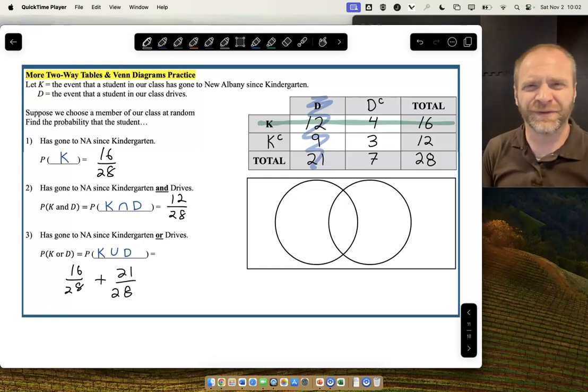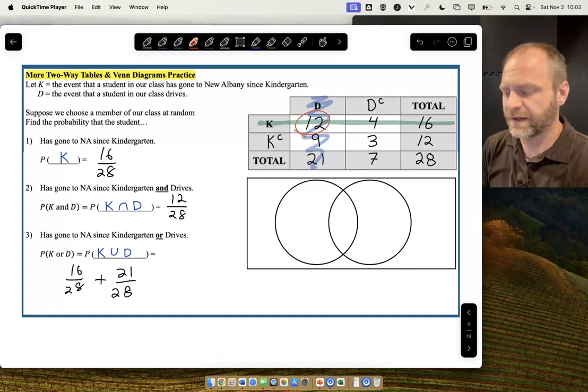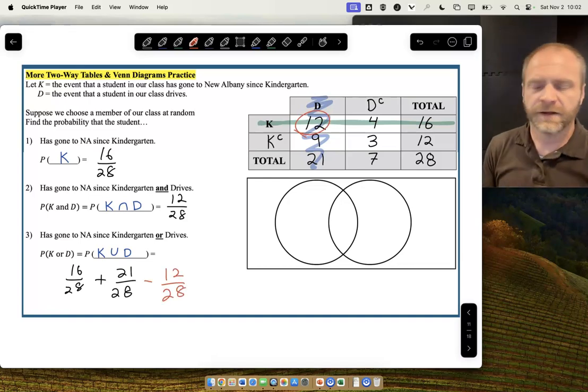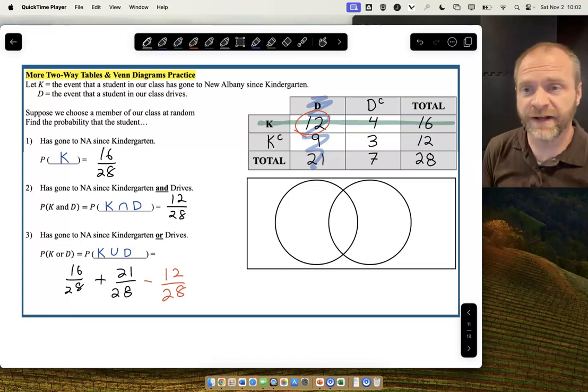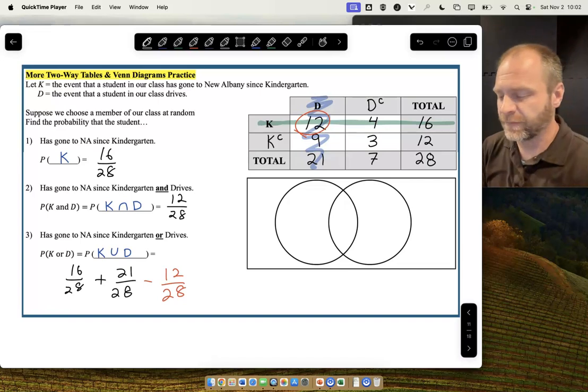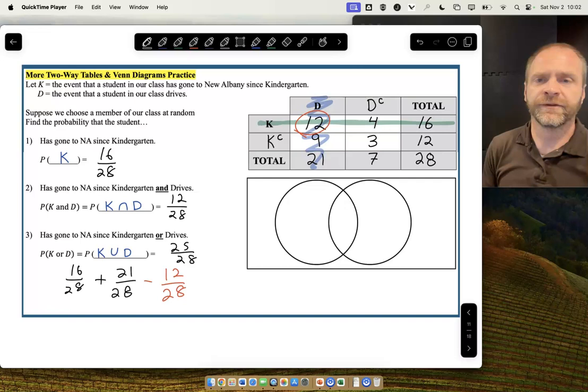Now that would be a total of 37, and I don't have 37 students. So how did I get 37? Well, I counted that 12 twice. They overlapped. So I counted that 12 twice, so I have to subtract it. They were not mutually exclusive events. So in this case, I believe there was a total of 25 out of 28 if I do that.